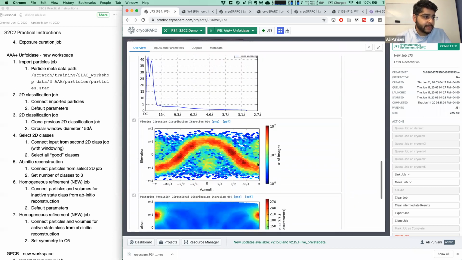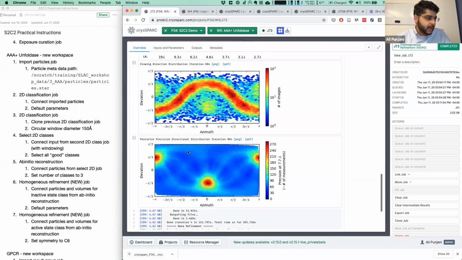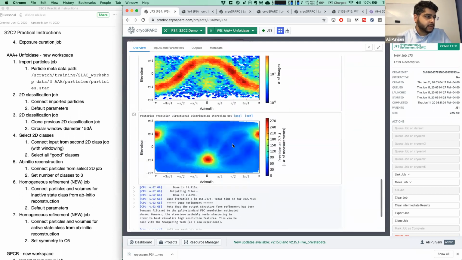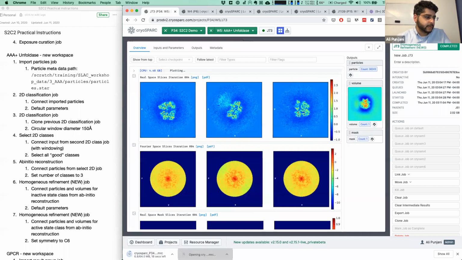Again, the viewing distribution, as we expected, has a wide band of views around the ring and then a smattering of top and bottom views, less than the other case. And now we see in this plot of posterior distribution that here our distribution is a little bit worse because we don't have as many top or bottom views. We have not as many measurements as in the other case for all the directions. So we'll also download the sharpened map for the second case. And I'll open the first one so everyone can see what it looks like.